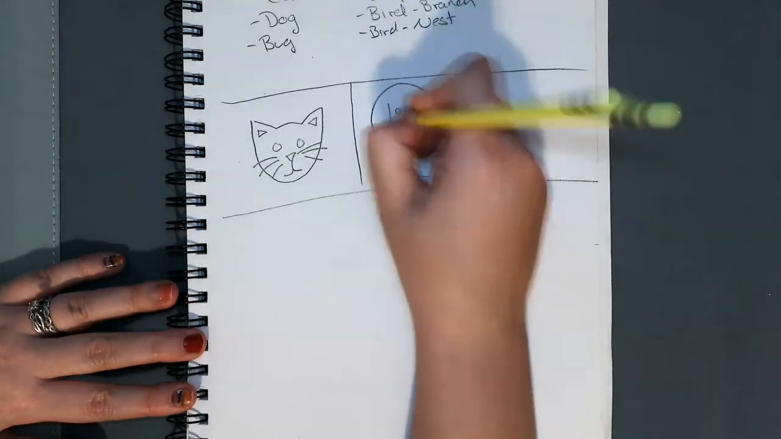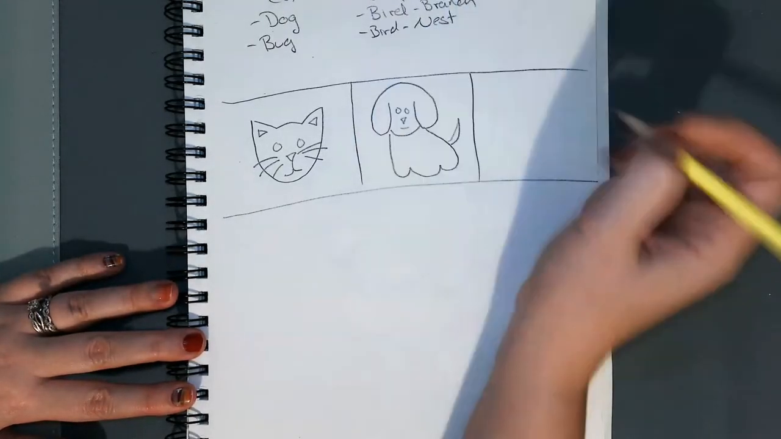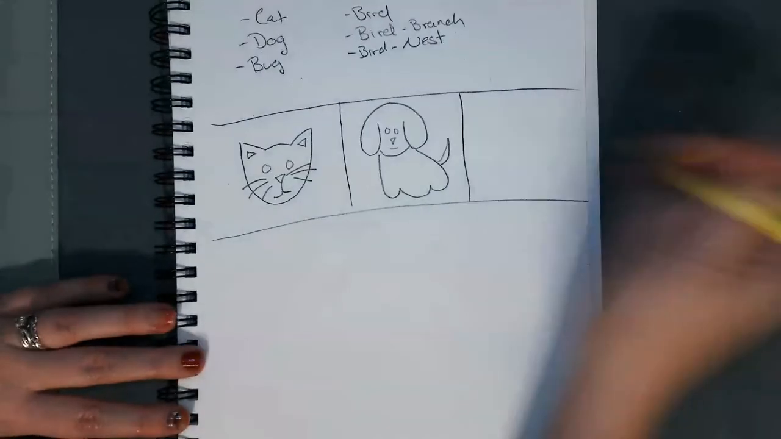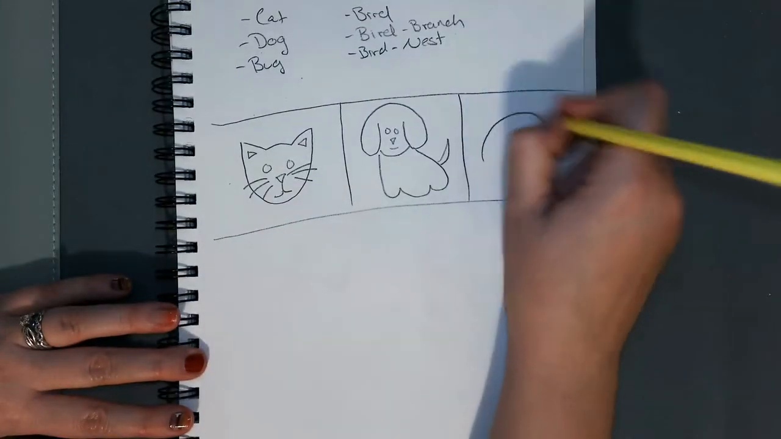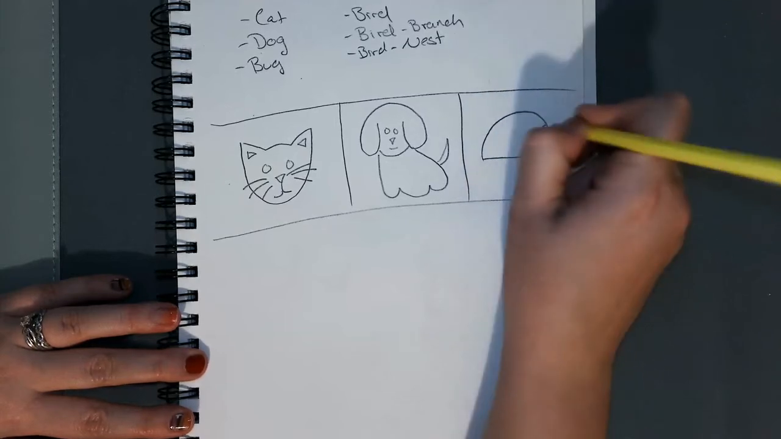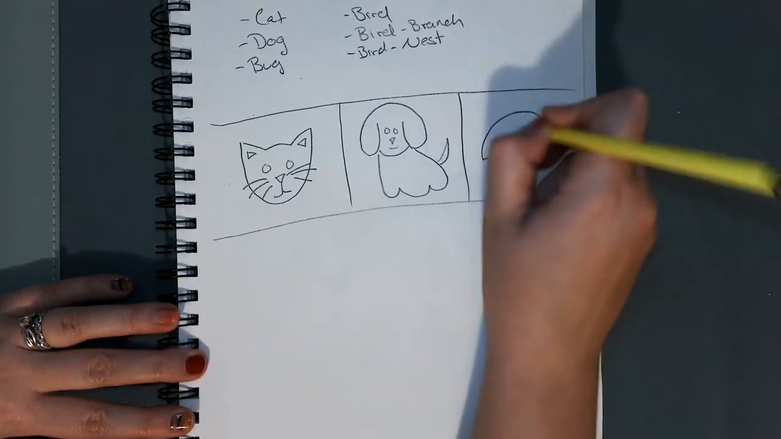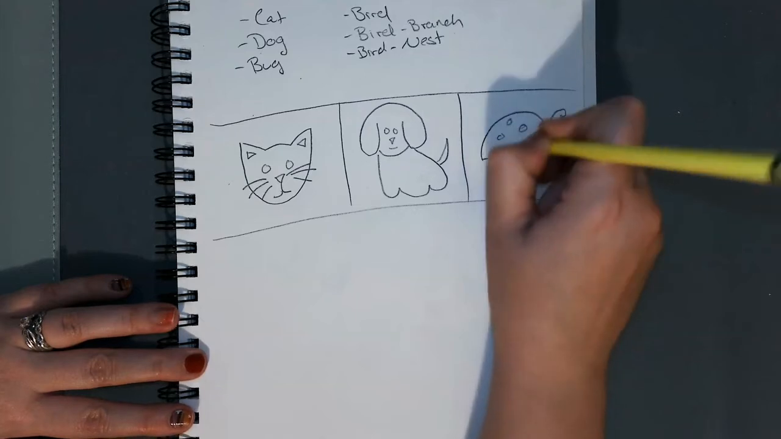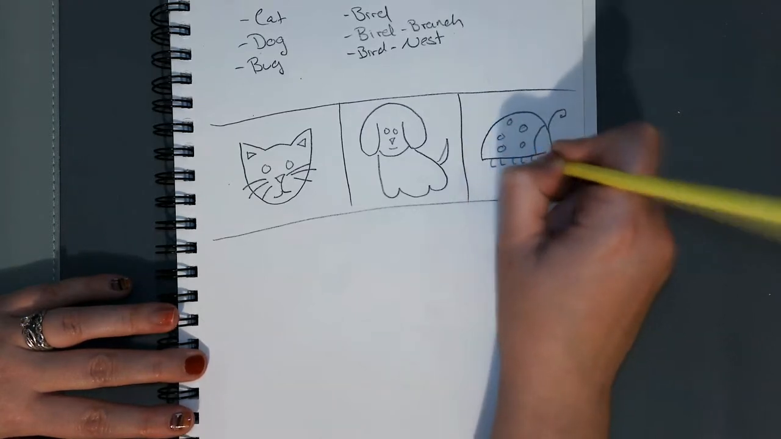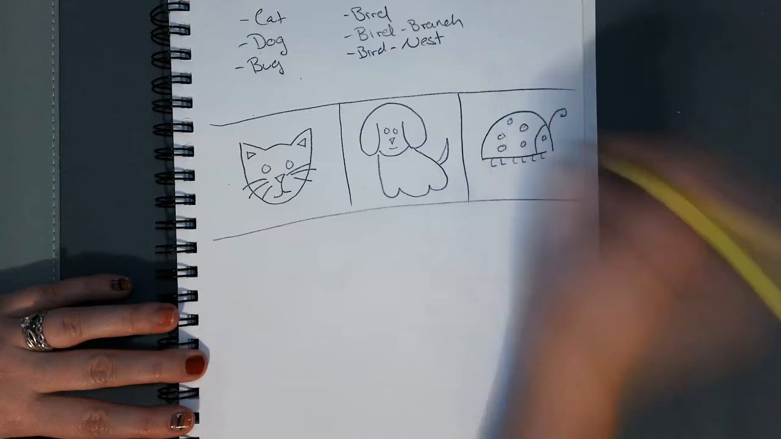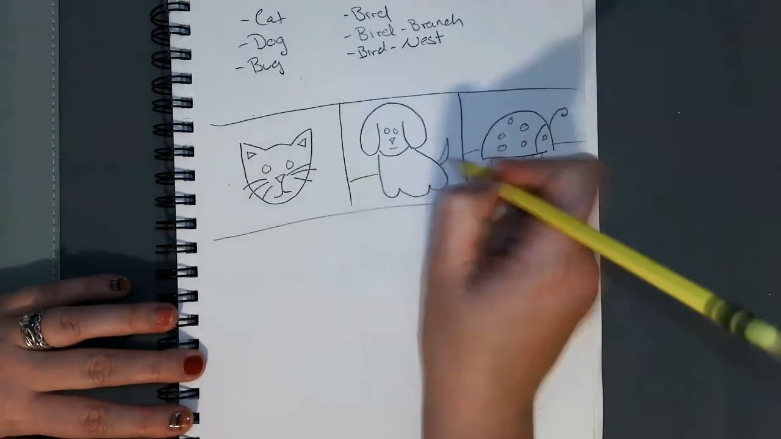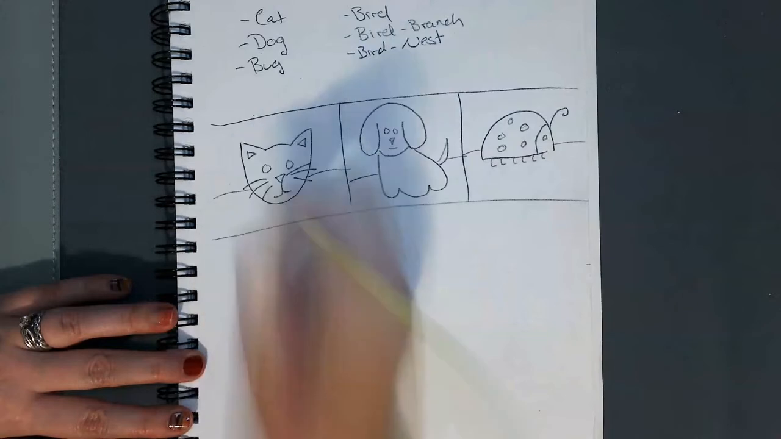Then maybe I'll do a simple dog. Again, easy is best for this kind of project. And maybe I'll do a bug. So I'll do maybe a ladybug. Give him some antennas. I don't think ladybugs even have antennas, but mine does. Give him an eye. All right, something like that. And then maybe a very general, simple background as well.